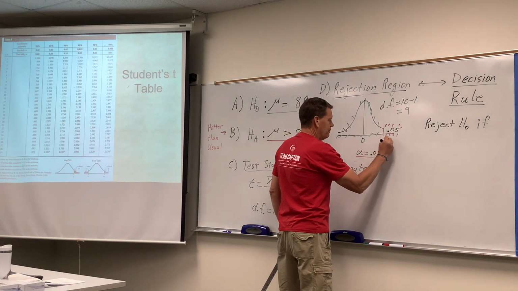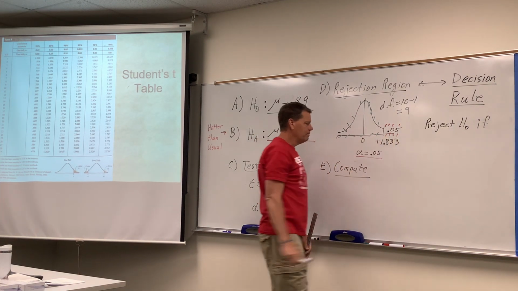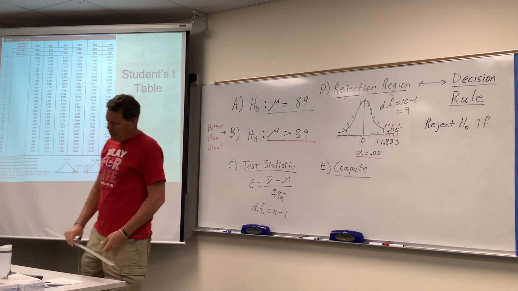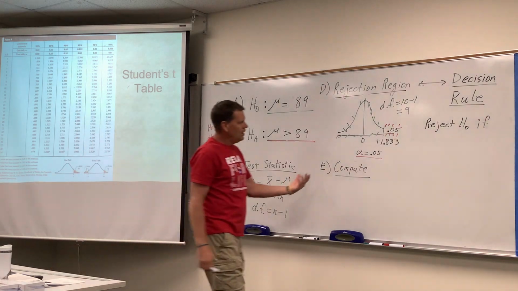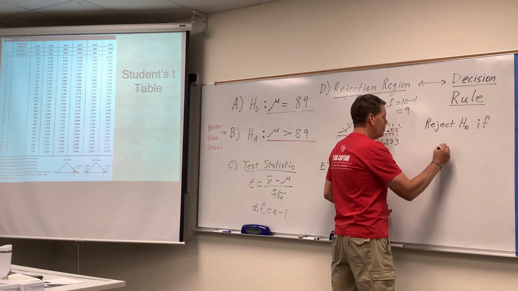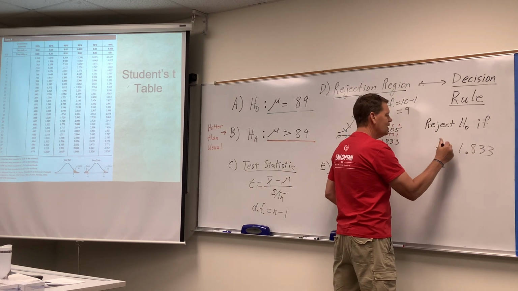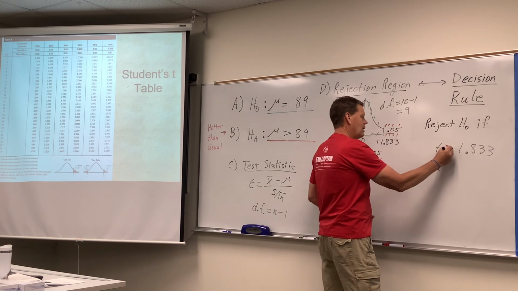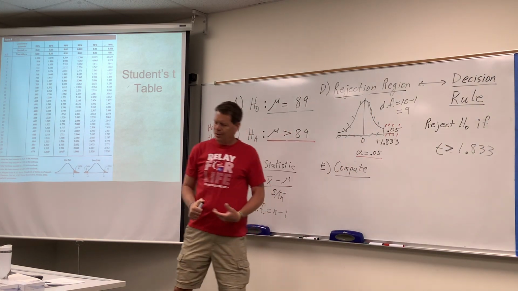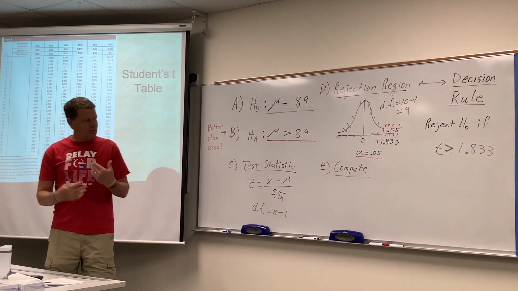And he said, "Yep, that's what I got. That's what I memorized." So we're going to reject that null hypothesis if our t-value ends up being greater than 1.833. Remember, we're doing a t-test here, because the flow chart that we talked through led us to that.